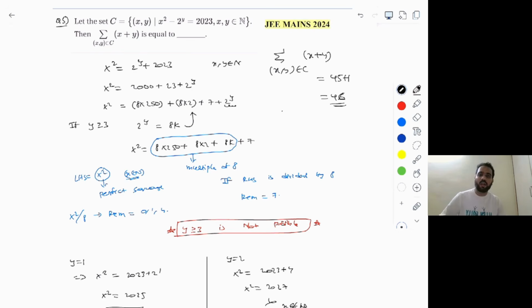So if you had got one more extra ordered pair, you would have added that separately. This is the reason I call this question interesting. Without direct substitution, we are trying to use the simple concept of remainder theorem.